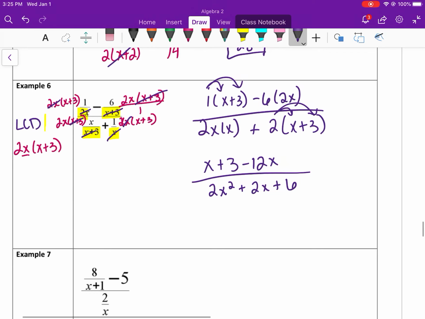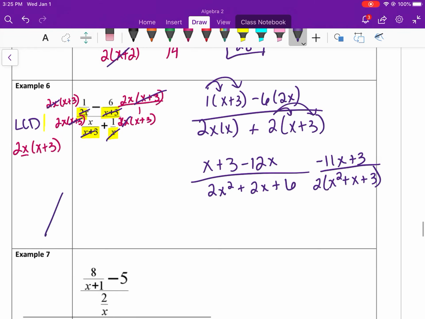So on the top I can simplify that to negative 11x plus 3. On the bottom, I could take out a 2 and I'd get 2(x squared plus x plus 3). Anything multiply to 3 and add up to 1? No. I can't take anything out of the top. I can't factor it further, so that is your answer there.